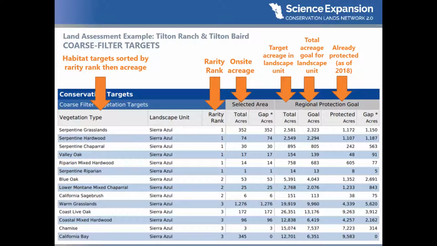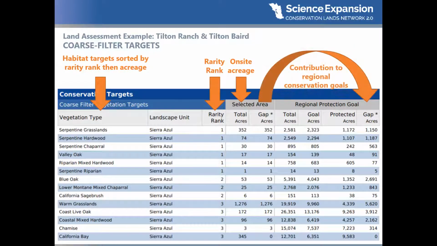So for instance, there's about 2,600 acres of serpentine grasslands in the Sierra Azul landscape unit. It's a rank 1, so we're going to multiply 2,600 by 90%, and we get 2,323. Now, about 1,200 of those acres are already conserved, which leaves a gap of about 1,100 acres.